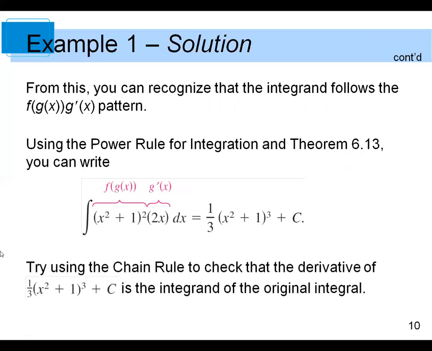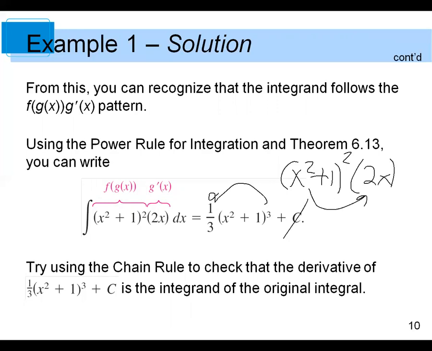So if you try using the chain rule to check that the derivative of that is the integrand of the original integral. So if I do that, you have 3 times 1/3, cancels those, then you have x squared plus 1 to the second times the derivative of the inside, which is 2x, and the plus c would go to 0 because that's understood to be a constant. And we're good. Alrighty.